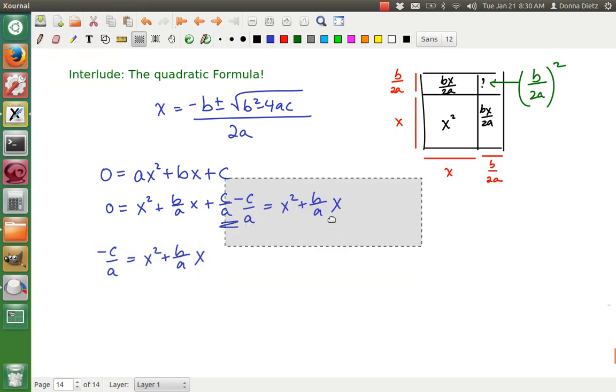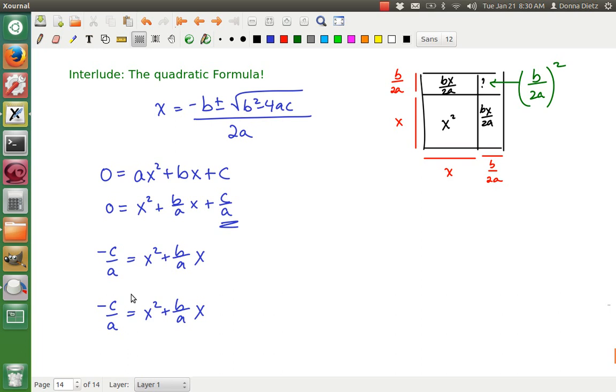Just make another copy of this. Okay, and then I'm just going to go ahead and do this: plus b squared over 4a squared. I'm going to work that out instead of leaving it in parentheses, because in the next step I'm going to get common denominators, 4 times a, 4 times a.